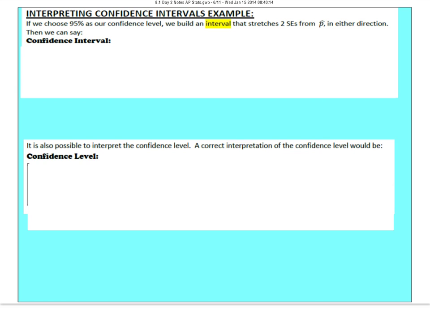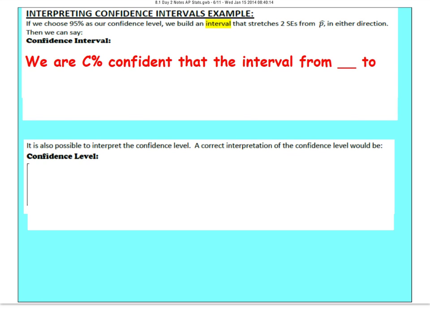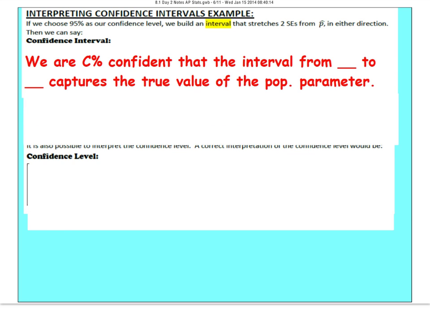If this is the case, here's what we would say. We would say the confidence interval is that we are C% confident, or in this case, 95% confident, that the interval from our low end to our high end, compute what it is, captures the true value of our population parameter.